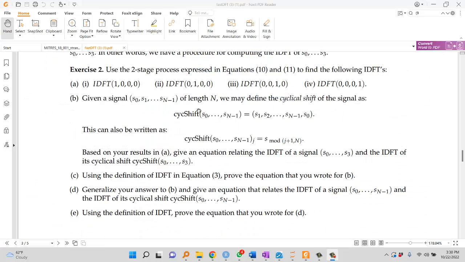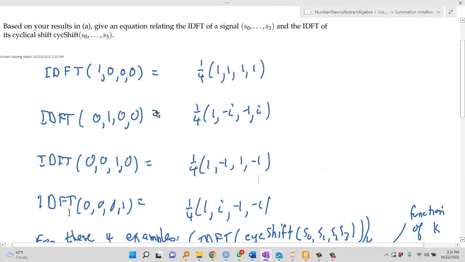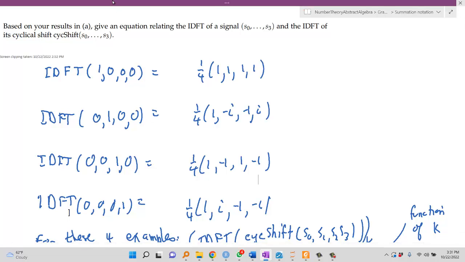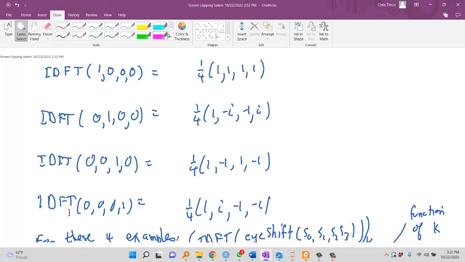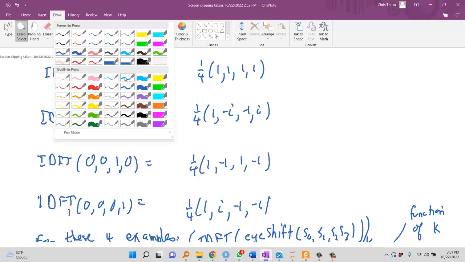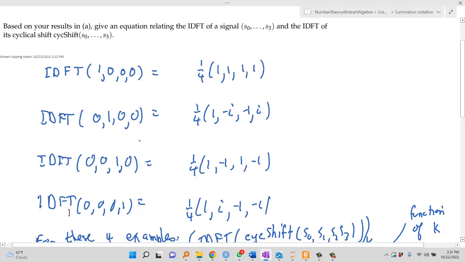So what's the relationship between these two IDFTs? In fact, this one here is the cyclical shift of this one here. Now, when I originally made the video, I got it backwards, made a mistake, and had to go back and redo it. But anyway, I think I've corrected the mistake now. So this is a cyclical shift from here to here.